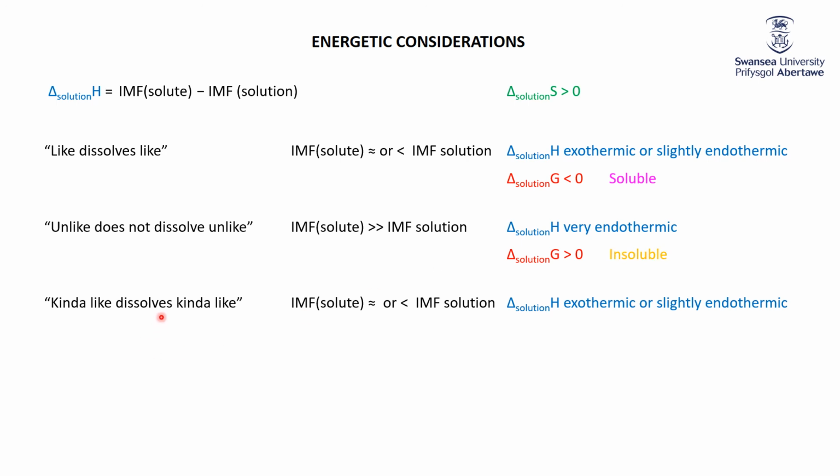And then the kind of like dissolves kind of like, well again you're back to what we had up here. If the delta H of solution is exothermic, delta G is for sure going to be negative because delta S is positive, or if delta H is slightly endothermic, as long as the nasty delta H is not bigger than the nice T delta S situation. So again, we get delta G of the solution less than 0. It is going to be soluble. So that's just taking what we talked about 2 movies ago and putting the delta H, the delta S, and the delta G considerations to it.